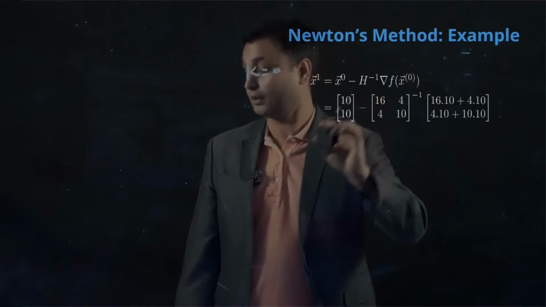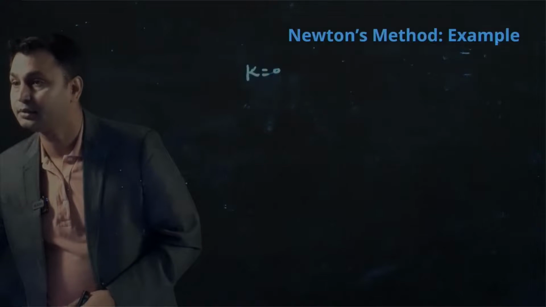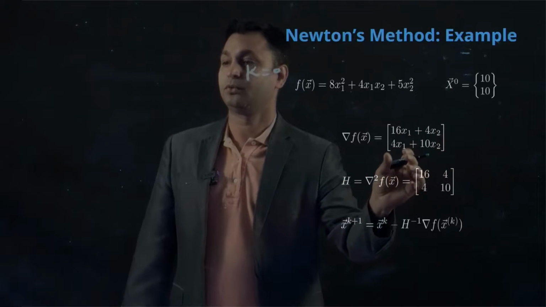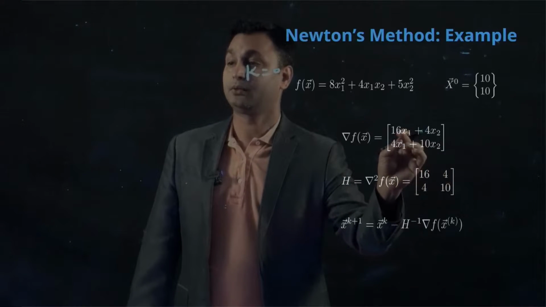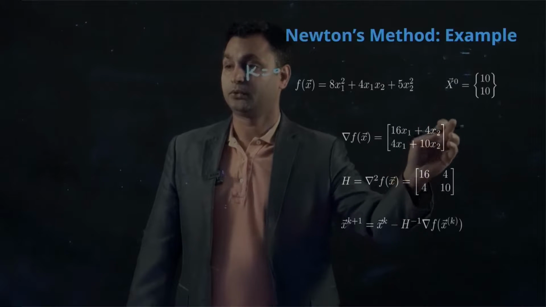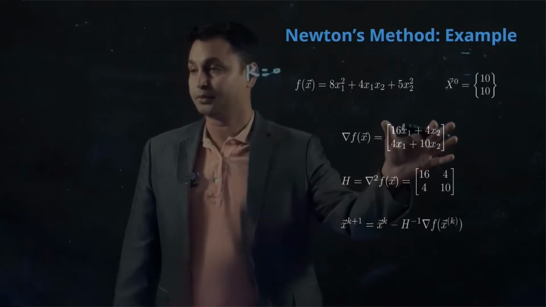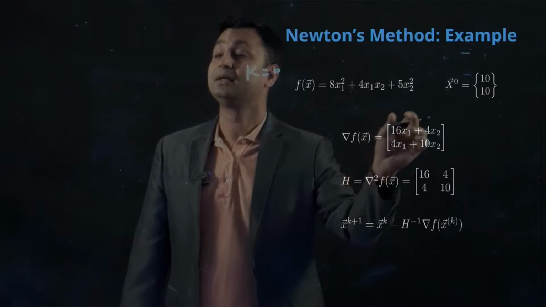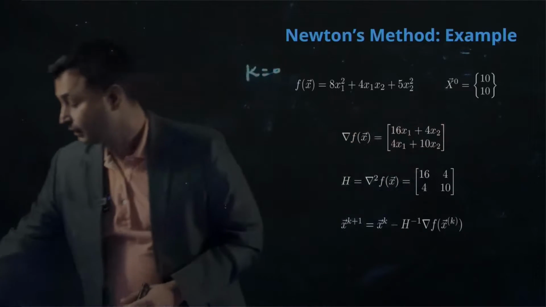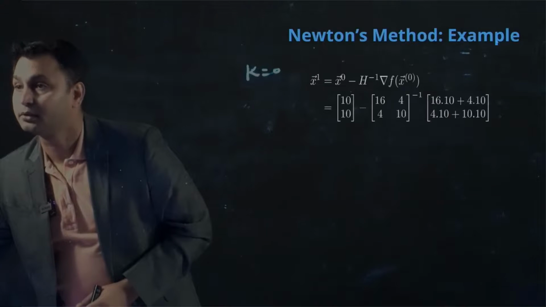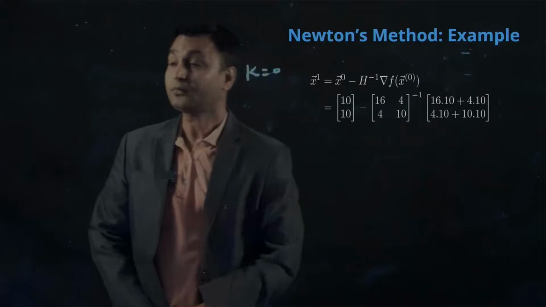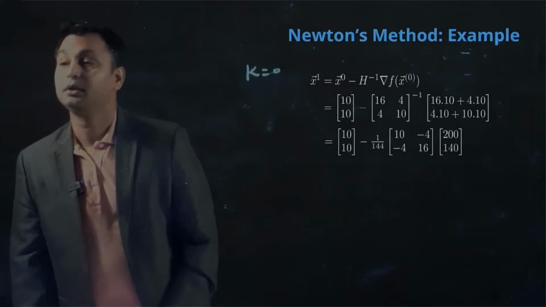Whatever the gradient function was, which is essentially this function right here, 16x1 plus 4x2, 4x1 plus 10x2, with x1 equal to 10 and x2 equal to 10, that is what is going to be substituted here to evaluate the gradient at x0, which is 10, 10, and that is what is listed here. So that's what you see clubbed here. Okay. So now we get there. From there, we can go on.